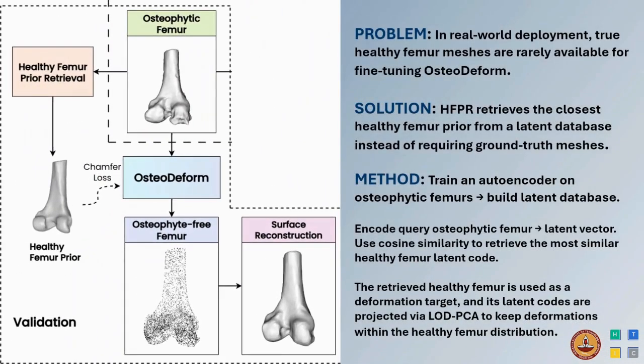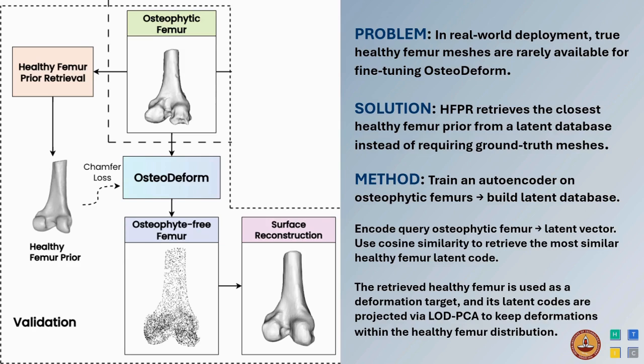This is our validation loop where we solve one important problem that we've identified. So, in real world deployment, true healthy femur meshes are rarely available for fine tuning Osteodeform. So, as a solution, we present the healthy femur prior retrieval or HFPR, which retrieves the closest healthy femur prior from a latent database instead of requiring the true ground truth meshes.